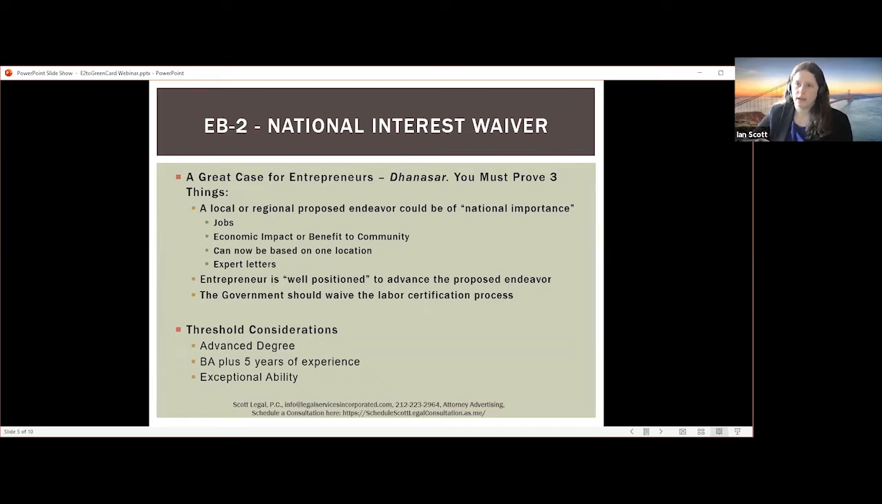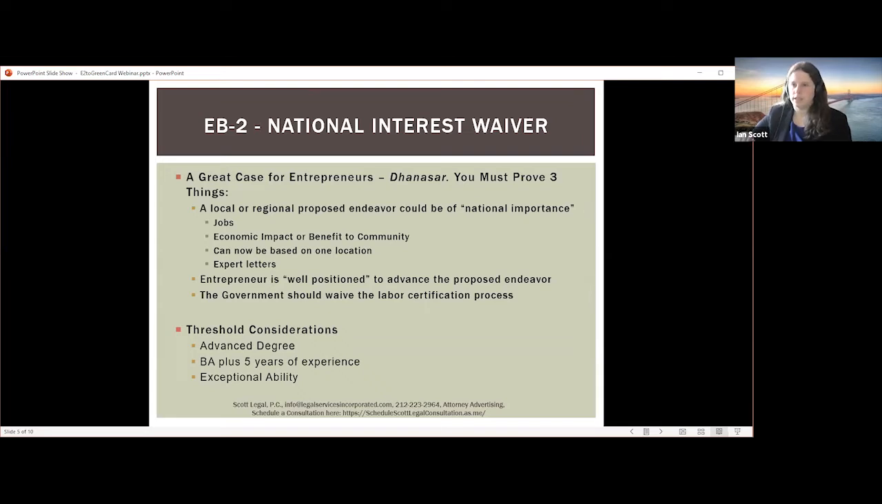There is a threshold criteria you need to meet of either an advanced degree or the equivalent, meaning a bachelor's plus 5 years of progressive post-baccalaureate experience, or you could qualify under exceptional ability if you don't have a degree. Exceptional ability is somewhat similar to the standard for extraordinary ability, a bit lesser, but you need to show that you meet at least 3 criteria to qualify.